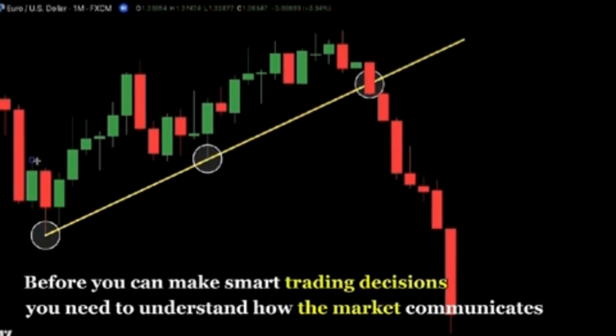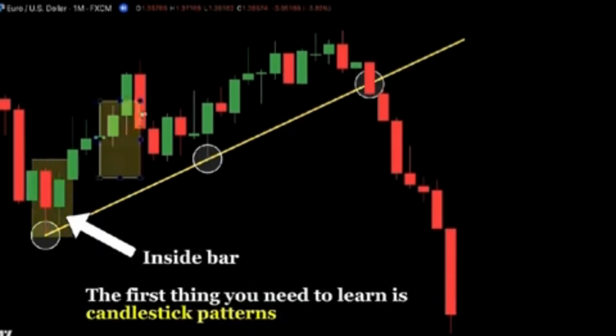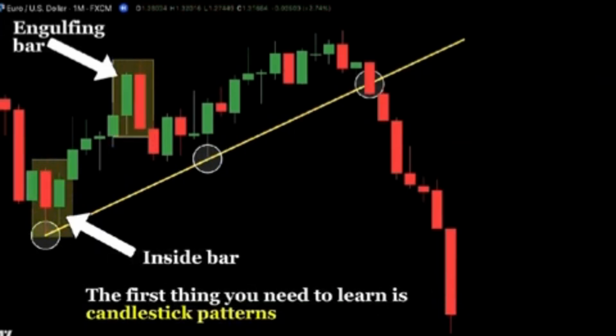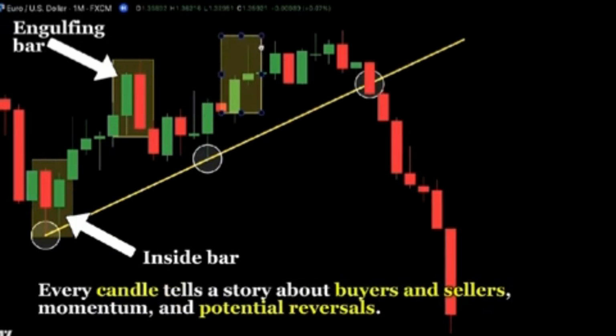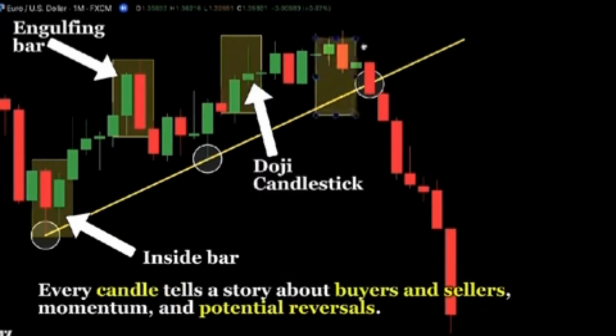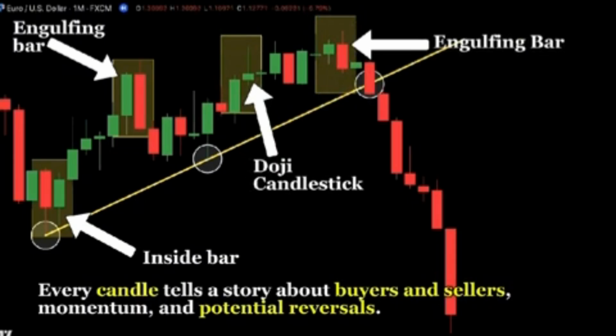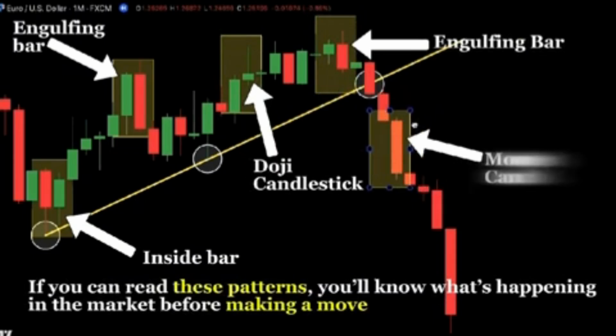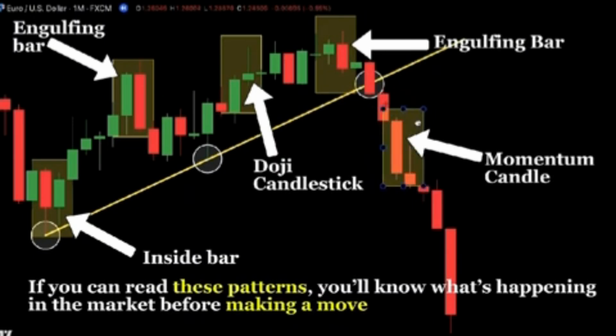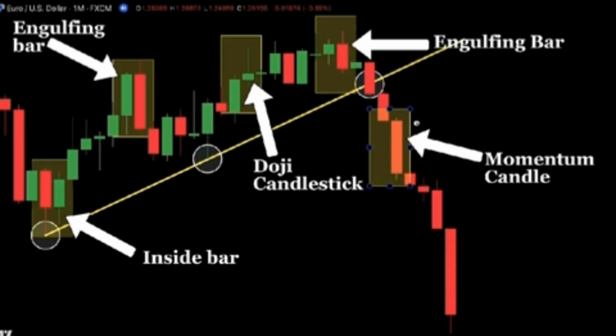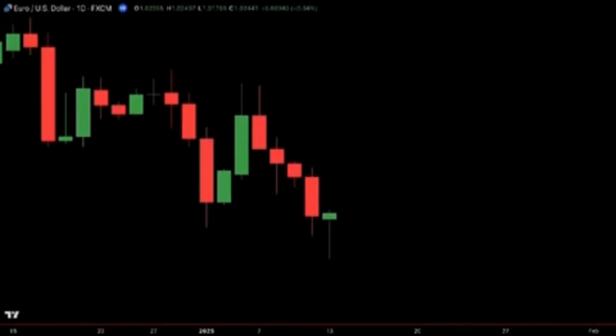Before you can make smart trading decisions, you need to understand how the market communicates. And the first thing you need to learn is candlestick patterns, the foundation of price action. Every candle tells a story about buyers and sellers, momentum and potential reversals. If you can read these patterns, you'll know what's happening in the market before making a move. Now, let's break down the most important candlestick patterns you need to know.